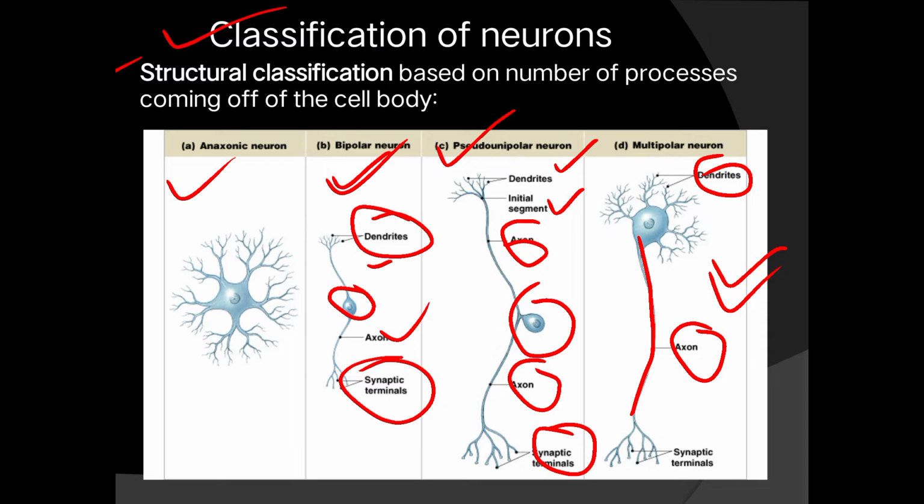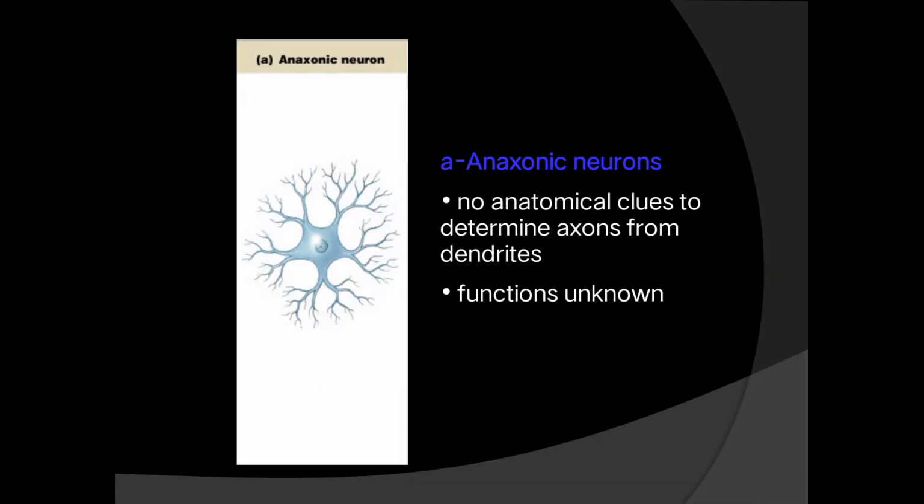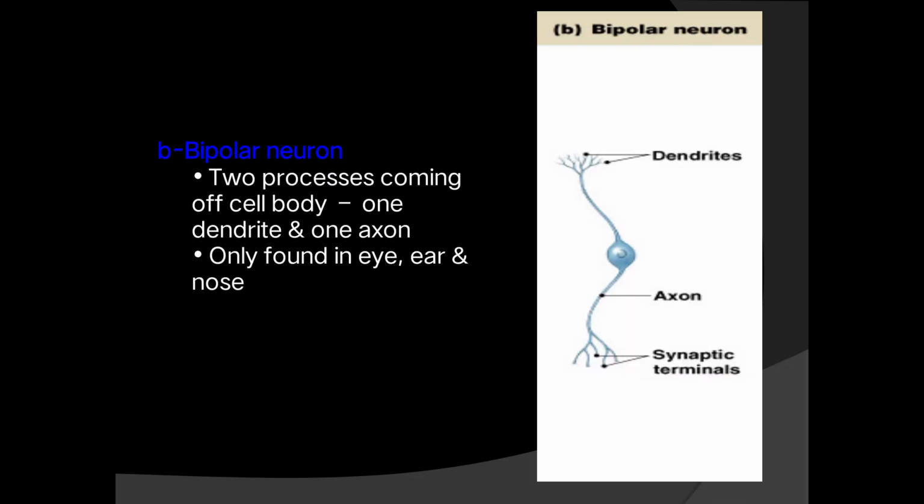Okay, bipolar means we have to see here that dendrites are present in this way, and this way the synaptic terminal is there. Then anaxonic neuron means no axon. So in the anaxonic neuron, there are no anatomical clues to distinguish the axon from the dendrites. The function is not clearly known. Then bipolar, we can see two processes coming off the cell body, one dendrite and one axon. So this side is the dendrite and this side is the axon.